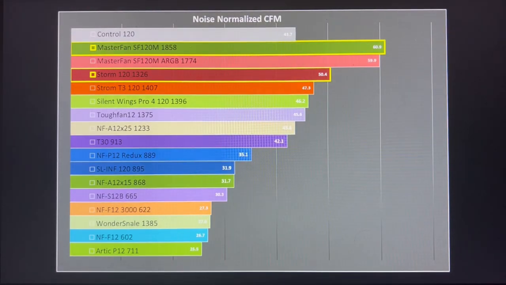Taking a look at data from noise normalized CFM testing, comparing all the different fans. So my control is at the top of the graph, and we have the Master Fan SF120M spinning at the 1,800 mark, moving 60.9 cubic feet per minute of air. The Master Fan SF120M ARGB version is slightly less, around 1 cubic feet per minute less of air.